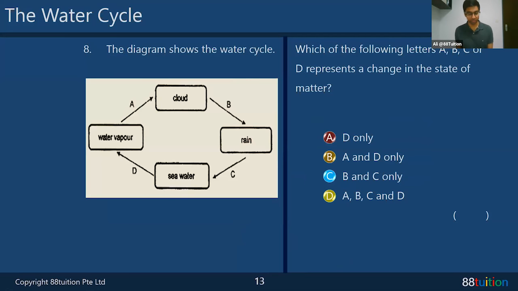The diagram shows the water cycle. Which of the following letters A, B, C, D represents a change in state? It must change from one state to another, maybe liquid to gas or gas to liquid. So which one represents a change? Remember, cloud to rain. I changed it to red color. We just learned a name for B. We straight away apply precipitation, where the two states are liquid and liquid, no change. So definitely B is not the answer.